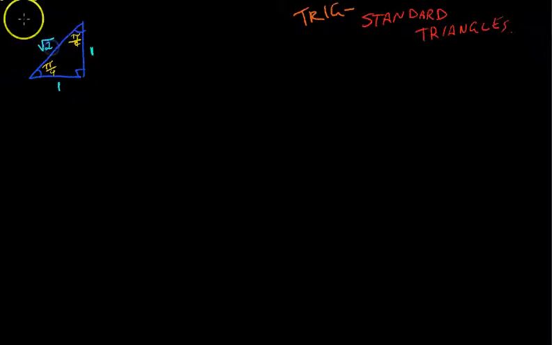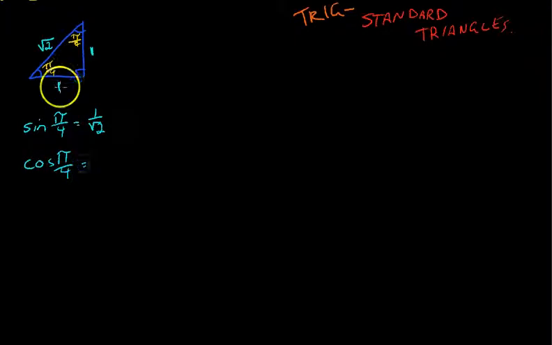Now if you did Pythagoras, you'd be able to quickly figure out that the hypotenuse is equal to the square root of 2. Now from this standard triangle, we can come up with 3 sine, cos, and tan ratios. We can come up with sine pi on 4 equals opposite over hypotenuse, which is 1 on root 2. We can come up with cos pi on 4, which equals adjacent over hypotenuse, which is 1 on root 2. And we can come up with tan pi on 4, which gives us 1 on 1, which is just 1.